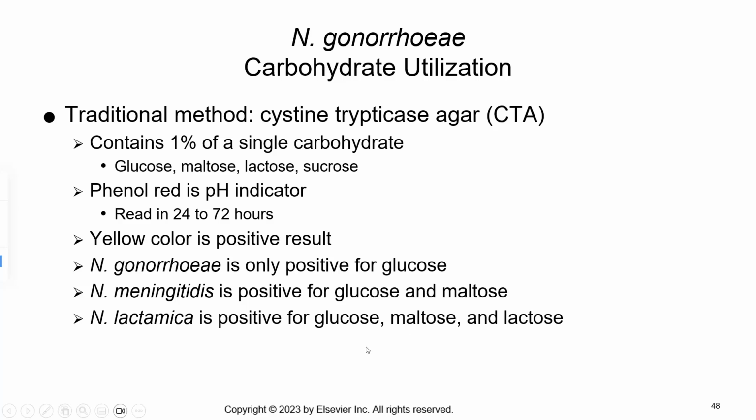On a test for this course or in the qualifying exam, you will have to know the sugar reactions of these three species and what they would be positive for. So gonorrhoeae, glucose; meningitidis, glucose and maltose; lactamica, glucose, maltose, and lactose. Lactamica is the only Neisseria species that is positive for lactose.